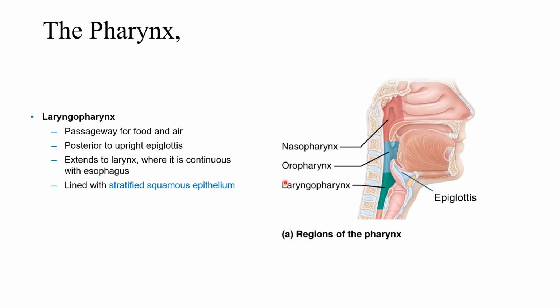Third part of the pharynx is known as laryngopharynx. It is located behind the epiglottis, and then after this laryngopharynx, it continues with the esophagus, and in the front there is trachea.